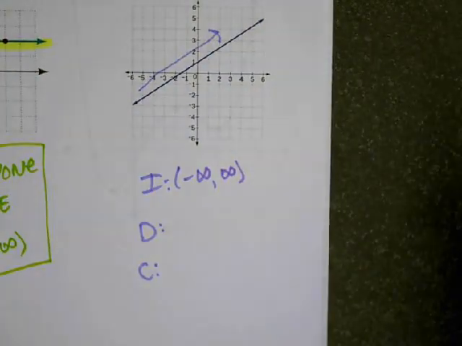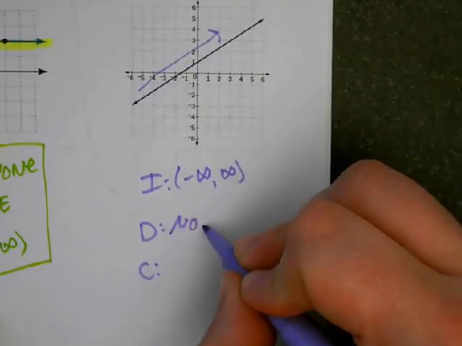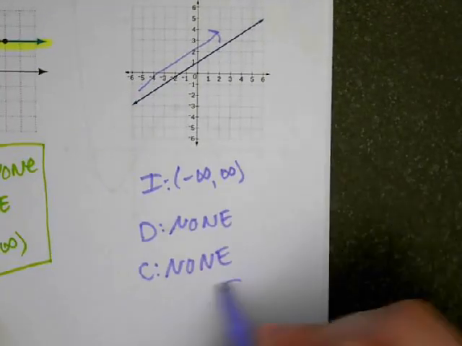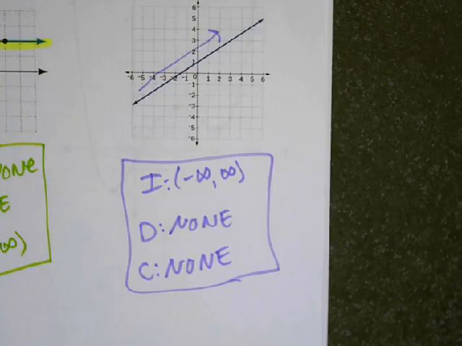It never decreases, so we write none. And it's never constant, it's never flat. So once again, we write none. And there you have it. We only have an increasing function.